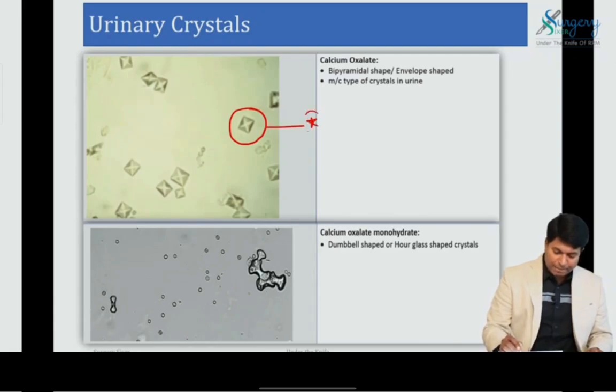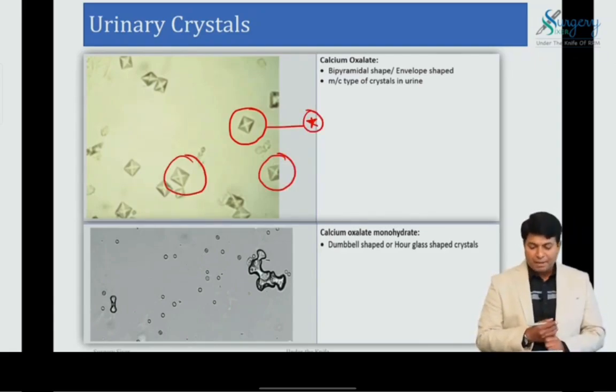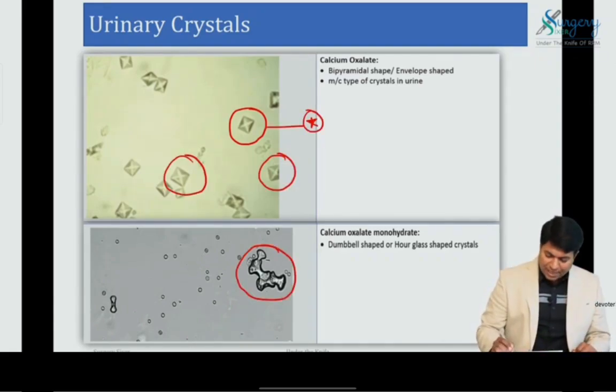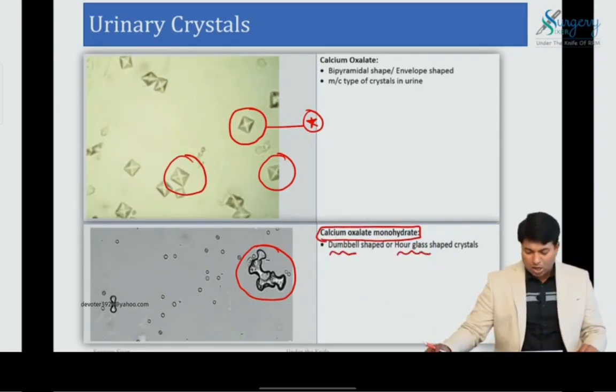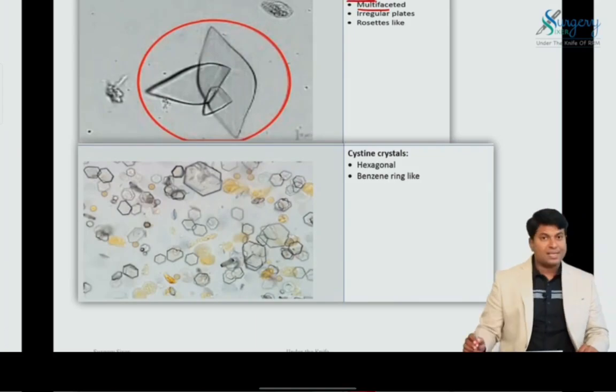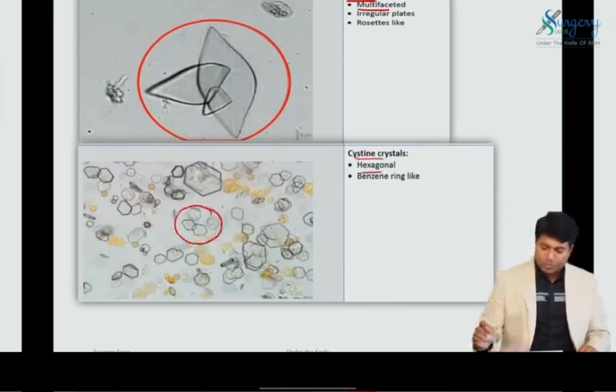What is this crystal? You can see I have drawn it the same way: bipyramidal crystals, calcium oxalate. Dumbbell shaped crystals are calcium oxalate monohydrate stones, dumbbell shaped or hourglass shaped. Multifaceted appearance is seen in uric acid crystals. You can see hexagonal crystals in cystine stones. Definitely you will get an image based question.